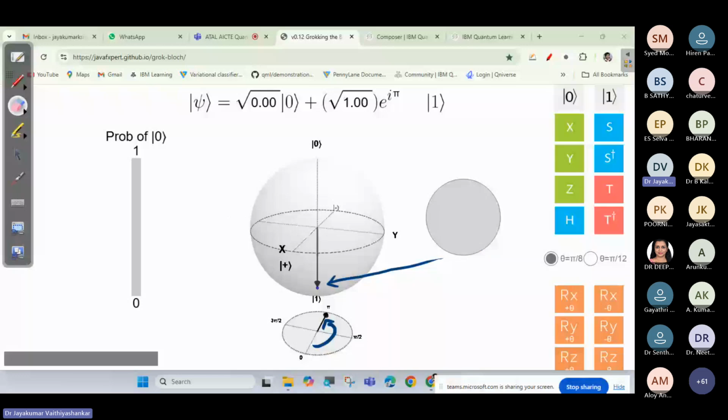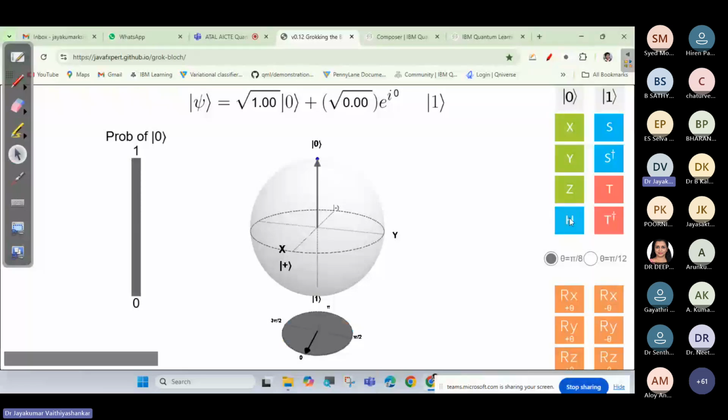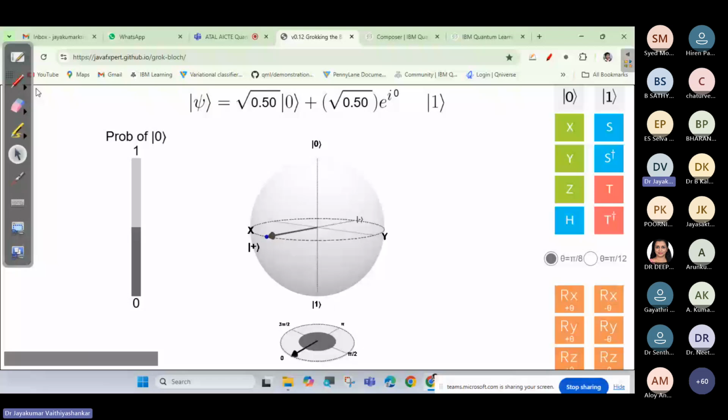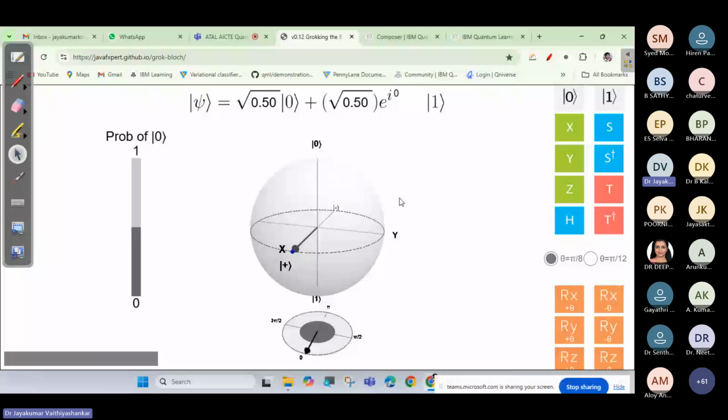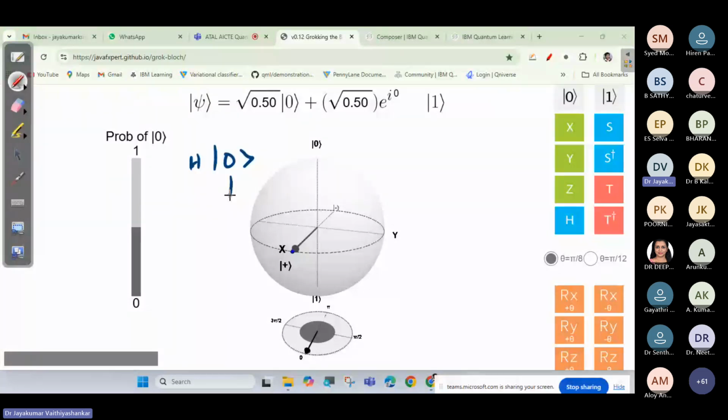So all these things will help you if you want to create a quantum gate, quantum circuit. So click state 0, apply Hadamard gate, H gate. It will introduce equal superposition. It will go to the equator on the x-axis, in positive state. Positive state is nothing but the x-axis.